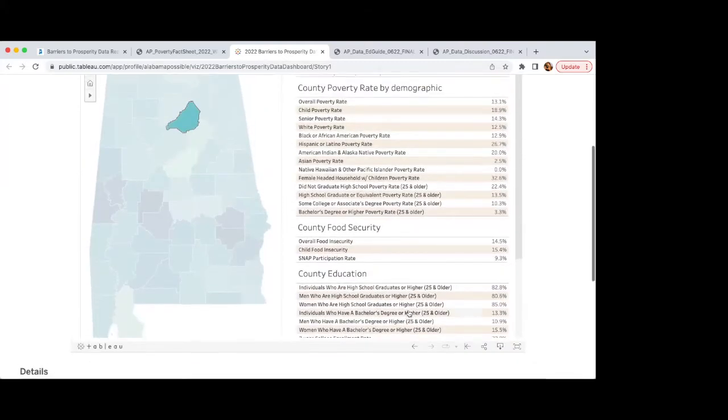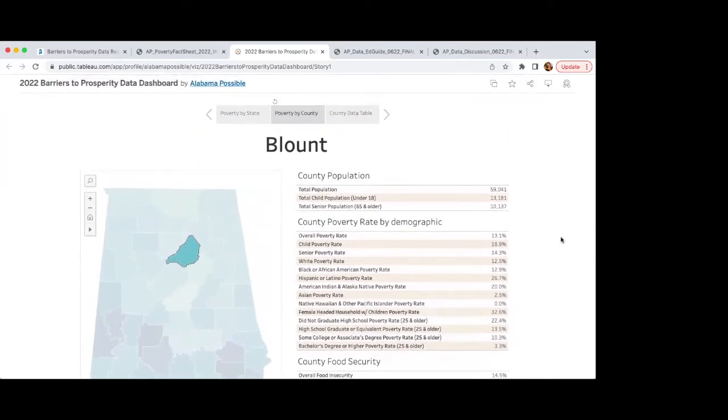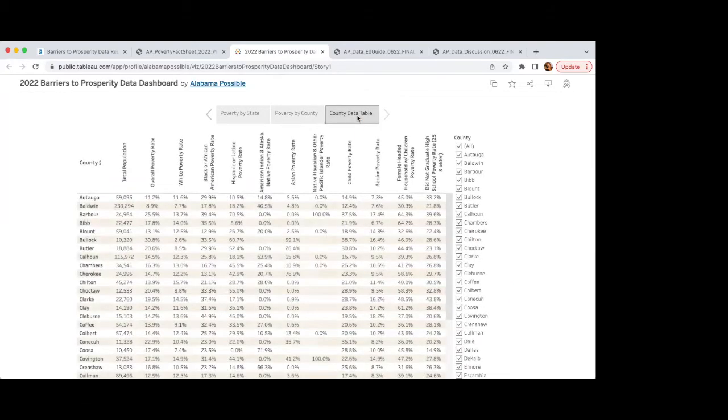So I highly recommend using the interactive dashboard if looking at the data sheet and seeing all 67 counties is a bit overwhelming to you. This allows you to pick out one county at a time. On the third tab, we have our county data table. This is where you can compare counties of interest. Just want to point out that some of the table is blank, and that is simply because that particular population just might not be represented in that county.